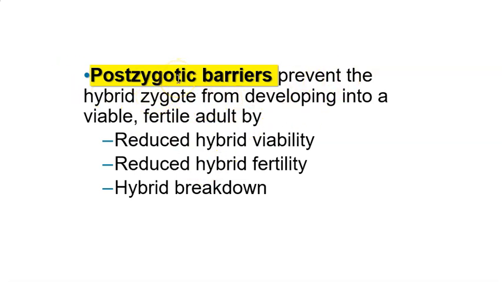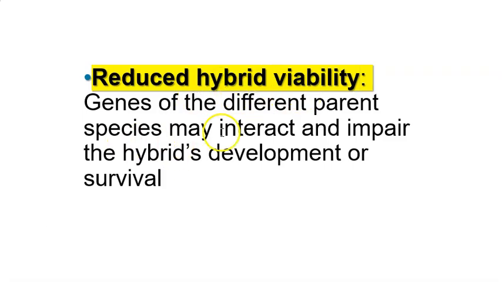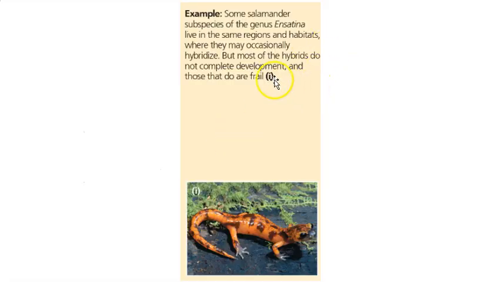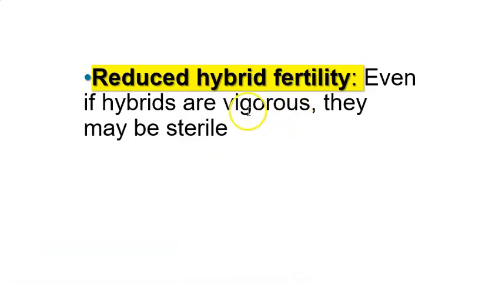Post-zygotic barriers prevent a hybrid zygote from developing into a fertile adult. This is when a zygote is formed and something is born, but it has the inability to be a fertile, viable adult. So reduced hybrid viability means the hybrid's development or survival is extremely lacking. Some salamander subspecies of this genus live in the same regions where they may occasionally hybridize, but this guy is not very fit. Okay, they're frail, weak, unable to survive very well.